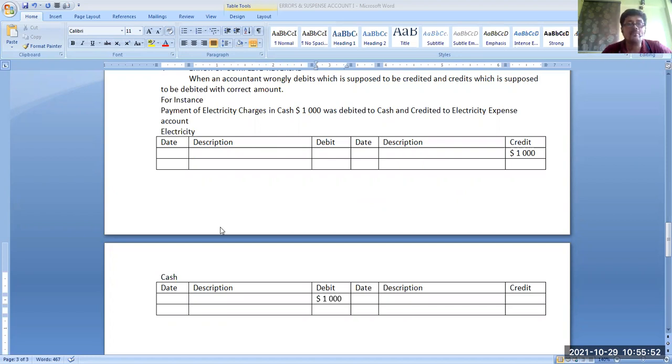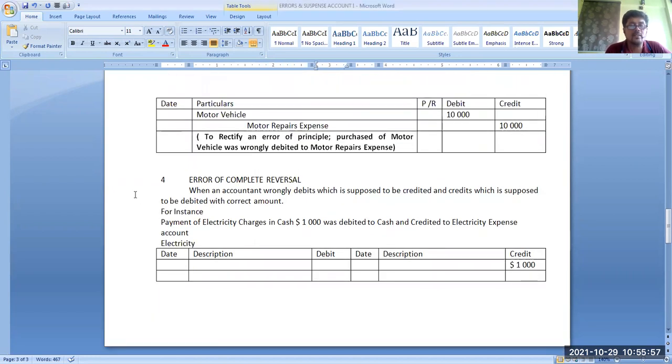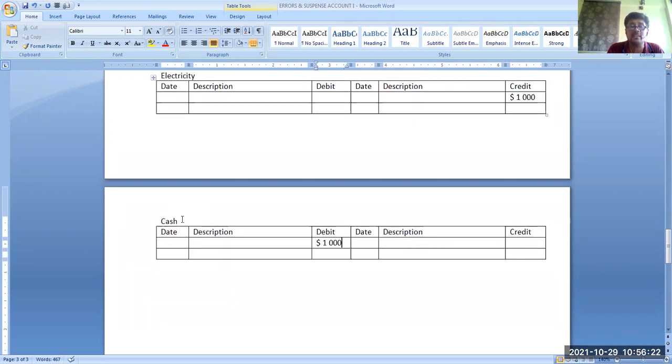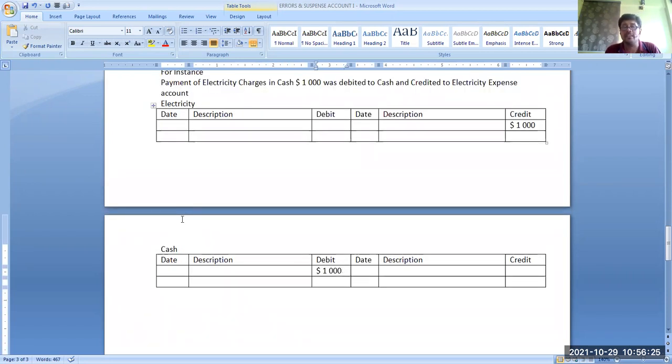Now, what happened? Error of complete reversal. When an accountant wrongly debits what is supposed to be credited, and credits what is supposed to be debited. Now, in this transaction, electricity charges 1,000 was debited to cash and credited to electricity expense. Expense should be debited and cash should be credited, or bank should be credited when they are paying expense. So in this type of transaction, whenever you rectify any error of complete reversal, you should rectify it with double amount.